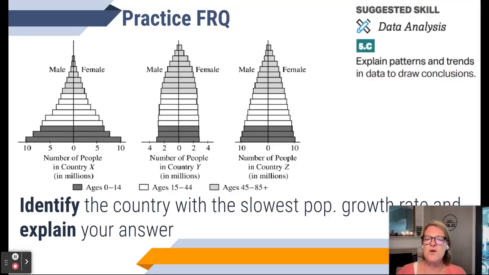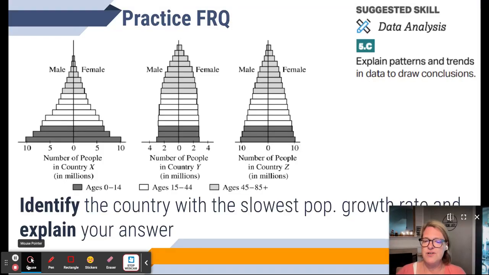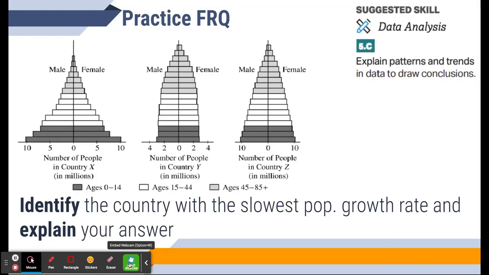All right. So practice FRQ. I'm going to get rid of my picture here just so that it's not in the way of your question. It says, identify the country with the slowest population growth rate and explain your answer.